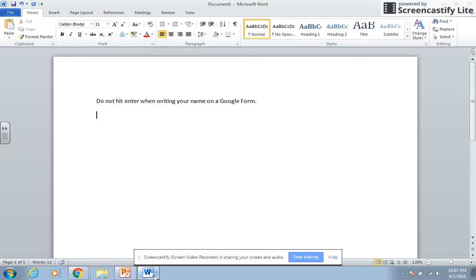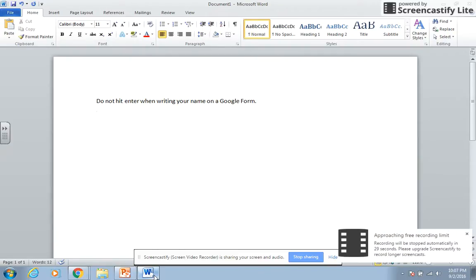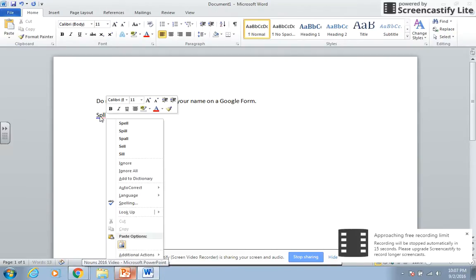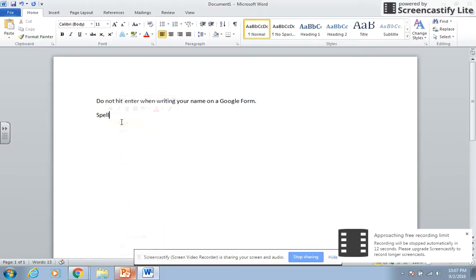Second tip, when you fill in a short answer, so in other words, when I ask you to write all the nouns in this sentence, you must spell the word correctly in order to get credit on a Google form. So I'm going to show you a little trick. Let's pretend that I misspell spell. Notice how it underlines it red. All you have to do to make it correct is put your mouse over it, right click it, and choose the correct spelling.